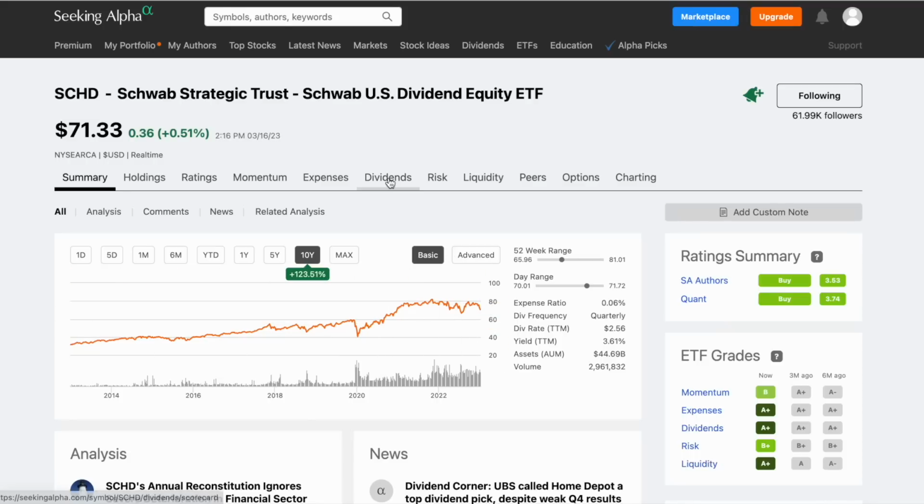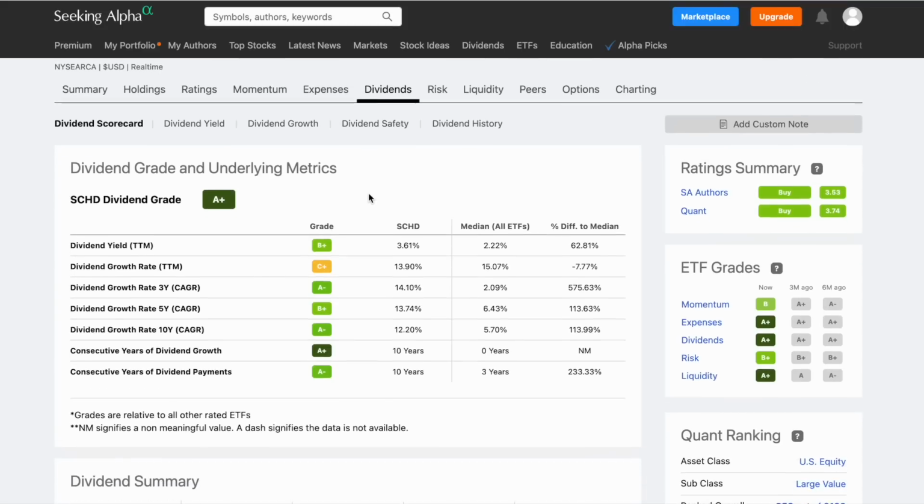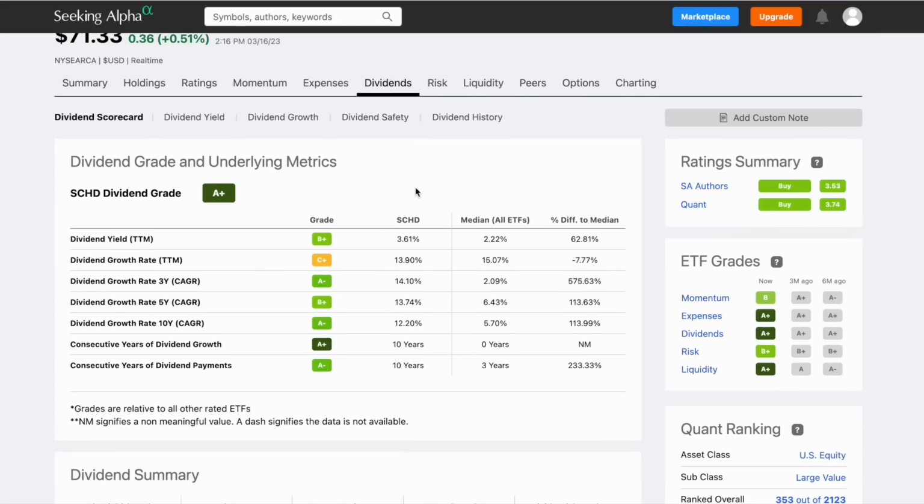And obviously, I want to see dividend growth. And if we look at the dividend data here on Seeking Alpha, we can see they have a 3-year compounded annual dividend growth rate of 14.1%, 5-year of 13.7%, and 10-year of 12.2%. So really good history of dividend growth.